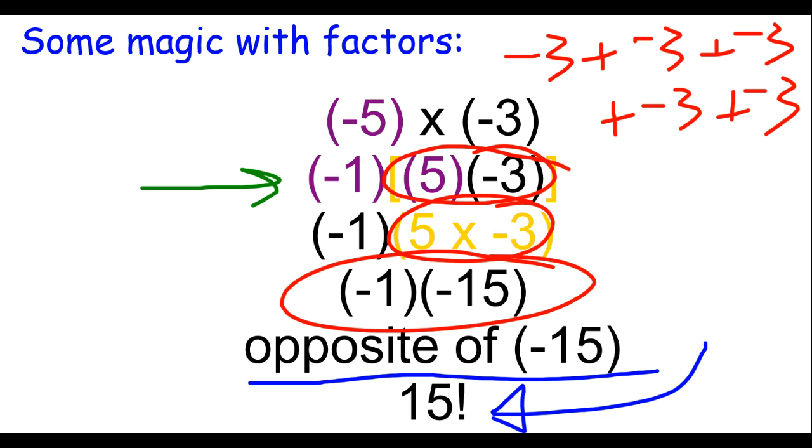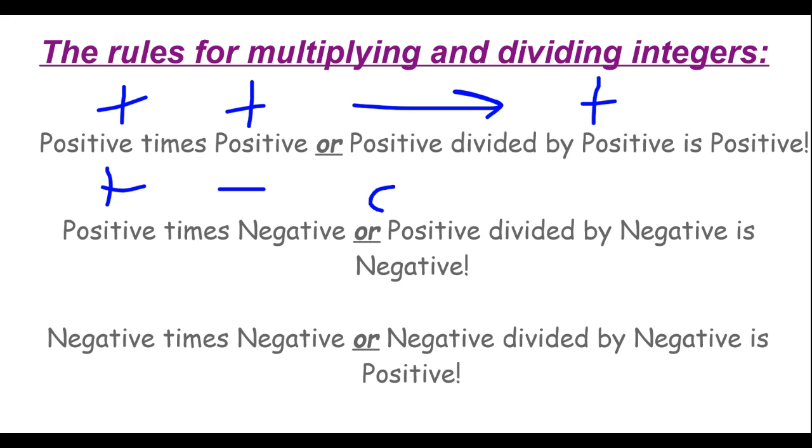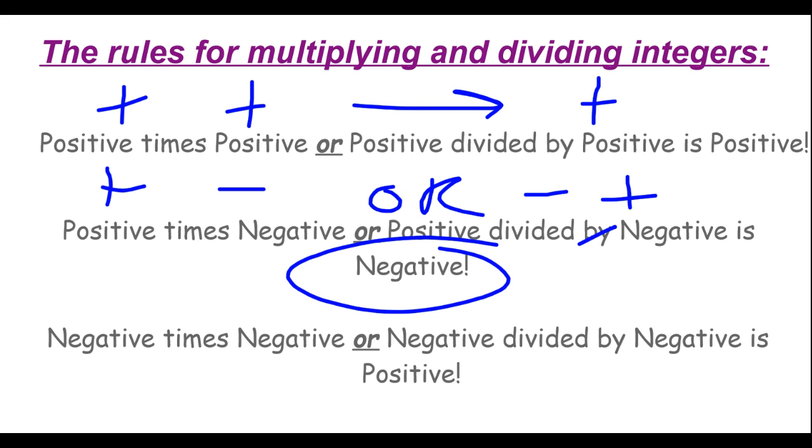So two negative numbers multiplied together is a positive, but a negative and a positive multiplied together gives you a negative. And that's really where the rules for multiplying and dividing with negative numbers come from. Two positive numbers, your answer is positive. A positive and a negative, or a negative and a positive, and your answer is negative. And two negatives, your answer is positive.